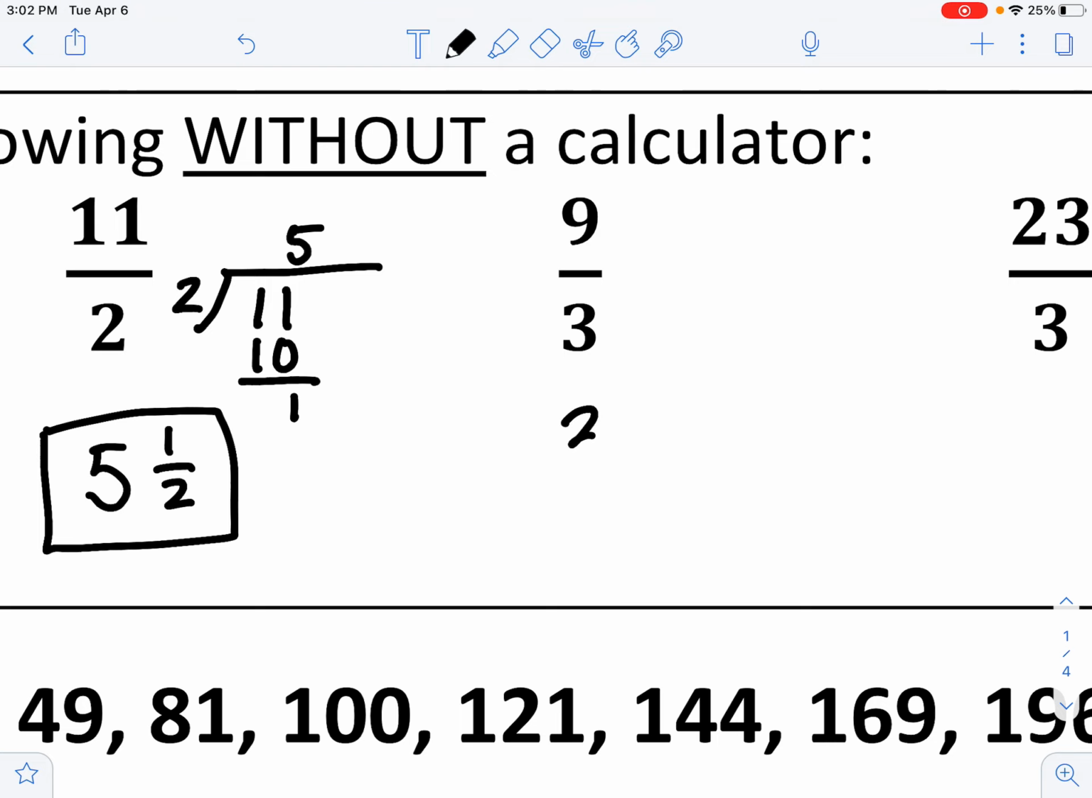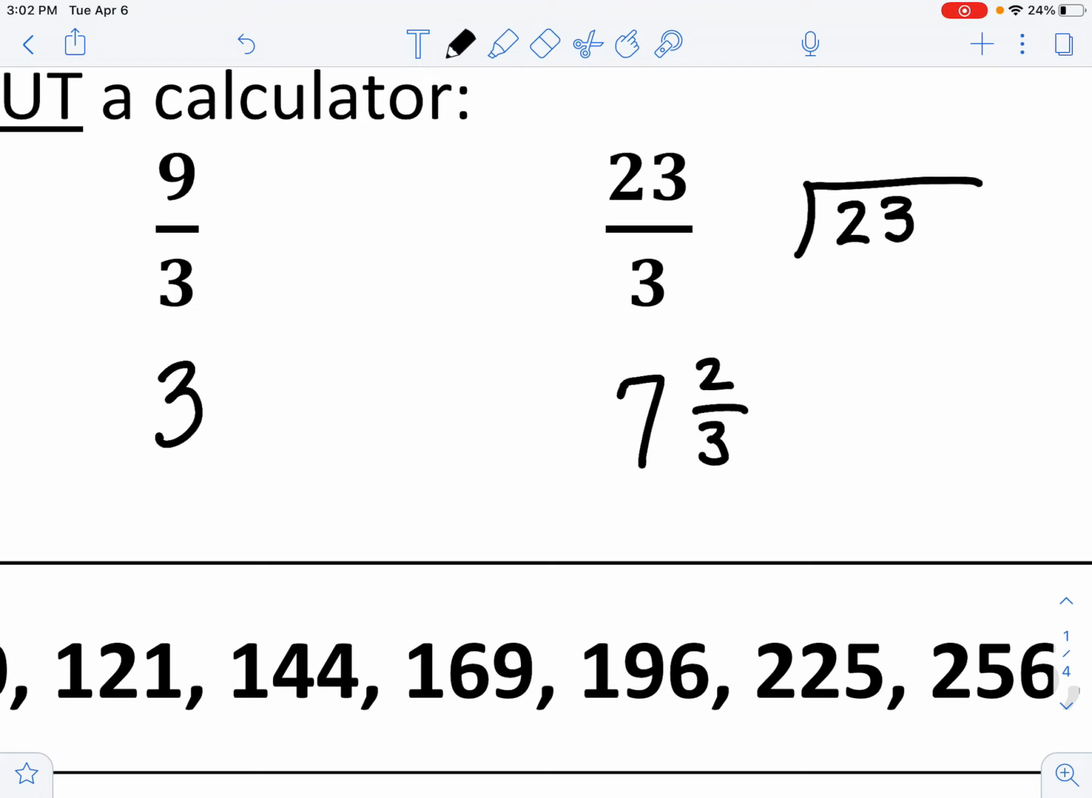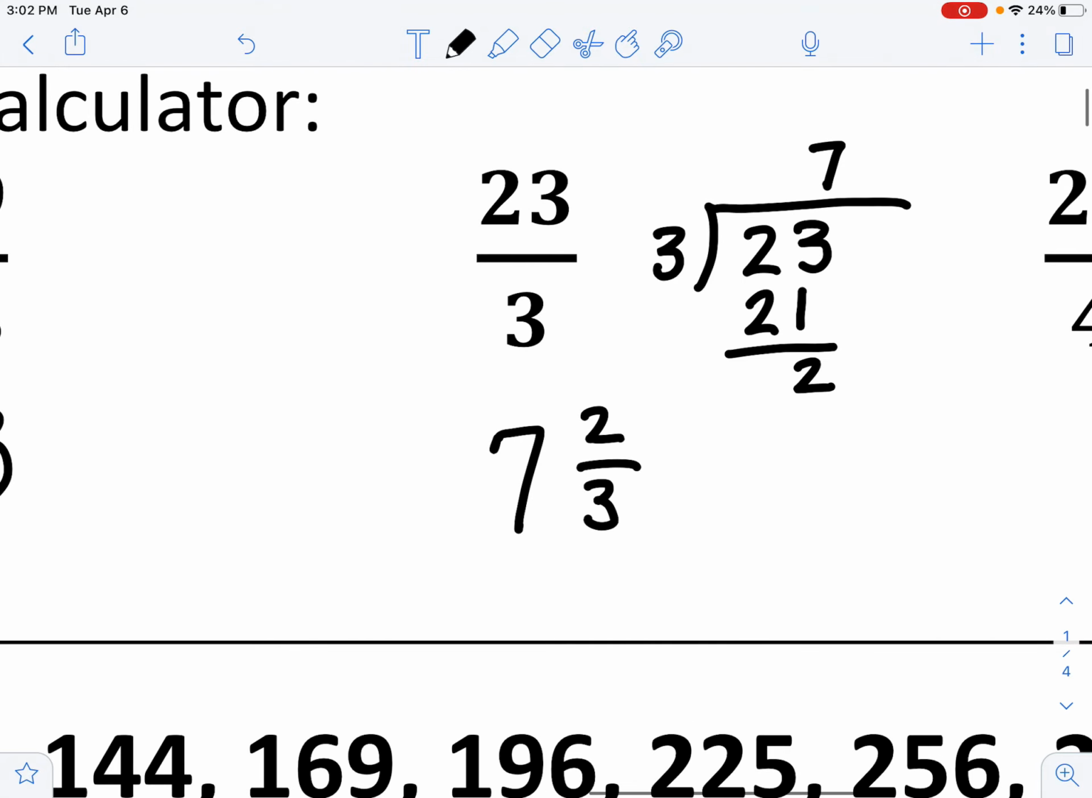9 divided by 3 is 3. 23 divided by 3 is not a whole number. If you can do it in your head, you would say 23 divided by 3 is 7 with 2 left over, so 7 2/3. If you can't do it in your head, then you just make a little division problem. 23 is your dividend, 3 is your divisor, and how many times does 3 go into 23? 7 times, and you get 21. Subtract, and you get 2, so that's your remainder. That becomes your numerator, and your denominator stays the same.